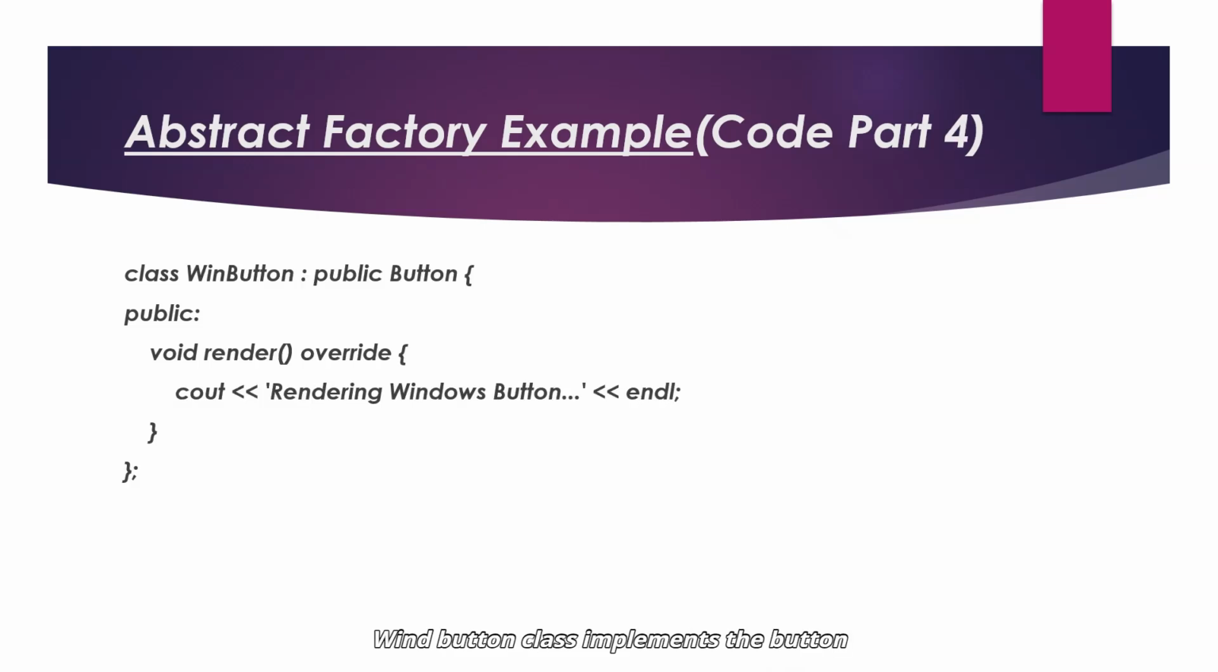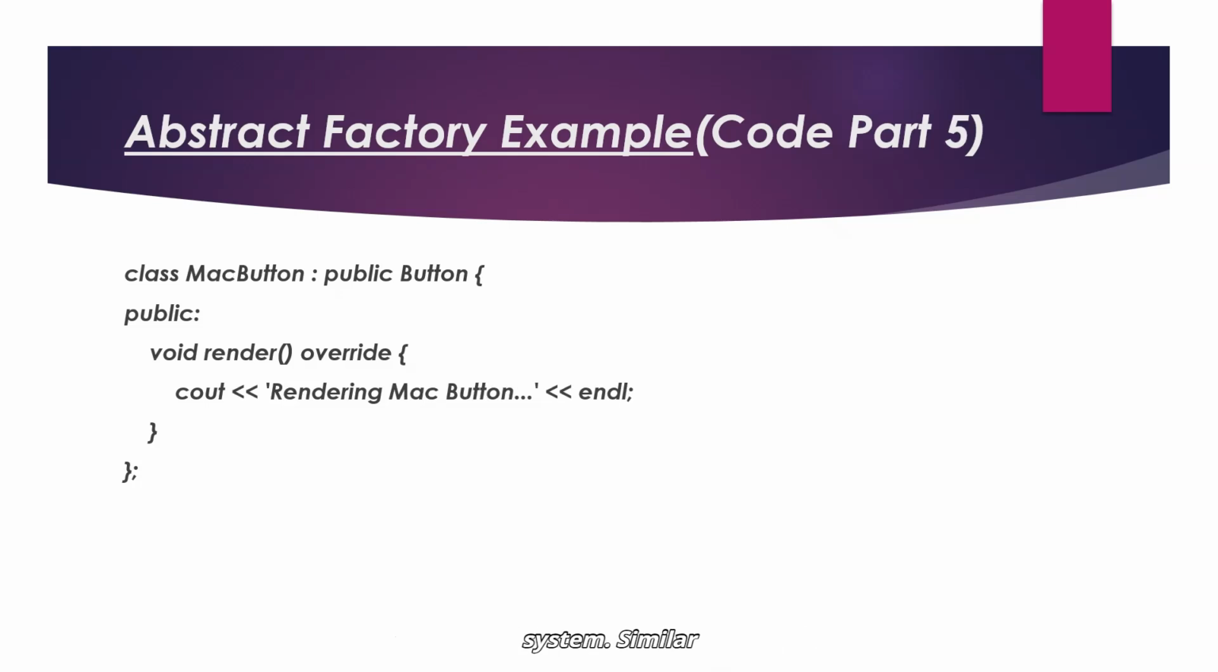The Win button class implements the button interface for Windows, and its render method displays a Windows-specific button. By adhering to the interface, the class ensures that it behaves consistently with other buttons in the system. Similarly, the Mac button class implements the button interface for Mac, ensuring that the button behaves according to the Mac design guidelines. This makes it easy to swap between different platforms while maintaining consistent behavior.